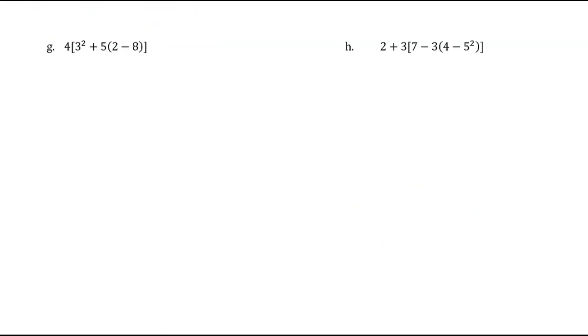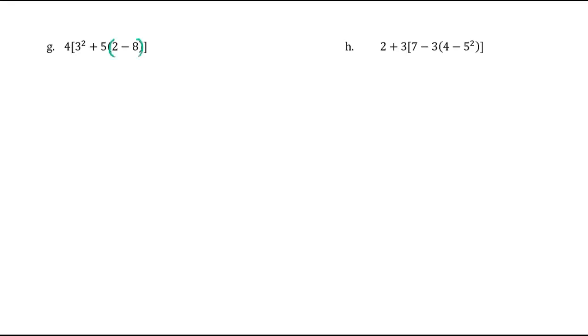Let's go on to part G. In part G, we have quite a bit more going on here. We definitely have some parentheses and some brackets that we need to start by simplifying. The easiest way to think about this is to start from the very inside and work your way out when we're simplifying the parentheses. So the farthest in that our parentheses go is with this 2 minus 8.